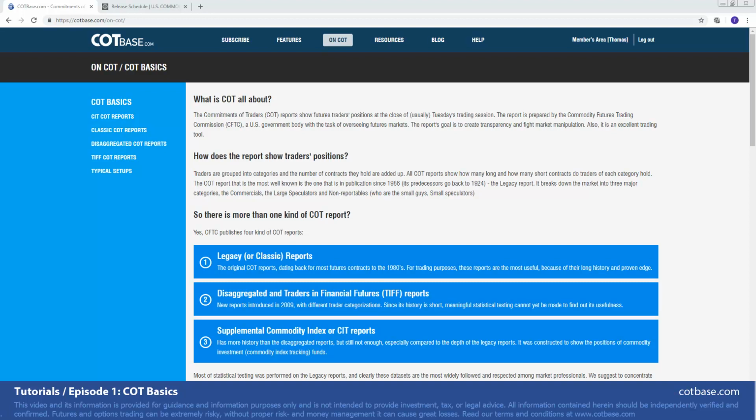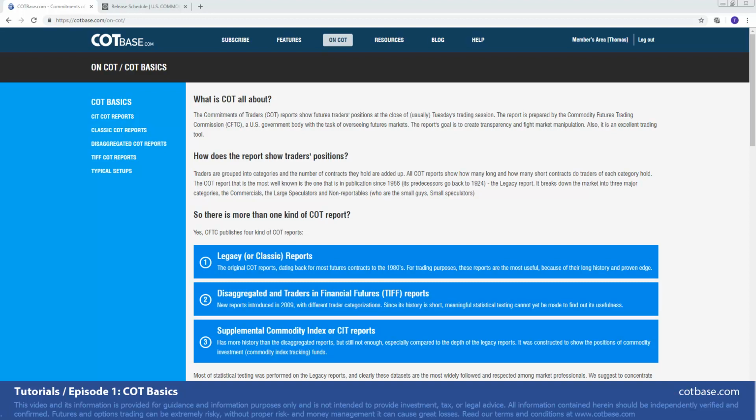We have three major categories when we talk about the classic COT reports. We have the commercials, who are primary producers and processors of commodities. Then we have the so-called non-commercials, or in other words, large speculators, because they're speculating in markets with a larger amount of contracts. They reach a reporting limit, so they fall into this category. And then, of course, we have the third category, the non-reportables or small speculators, who are trading with smaller volumes and do not reach those reporting limits.